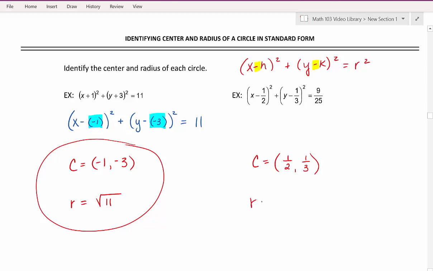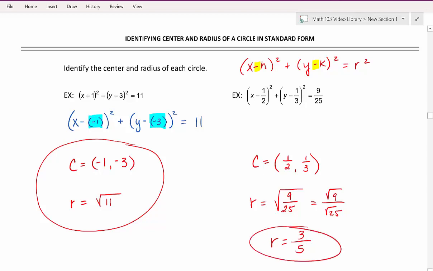The radius is always the square root of the constant, since the constant in our standard form is r squared. So we take the square root of the constant, and then we try to simplify that radical, simplifying the square root of 9 over 25. We break that up into the square root of the numerator over the square root of the denominator. Those are both perfect squares. We get our radius to be 3/5.